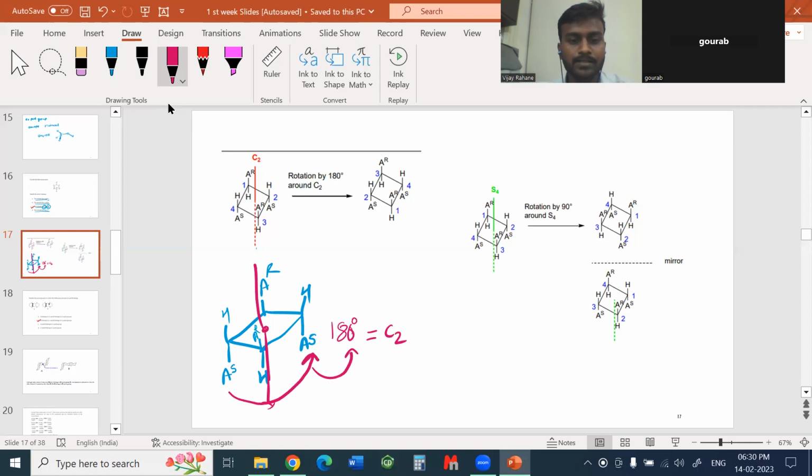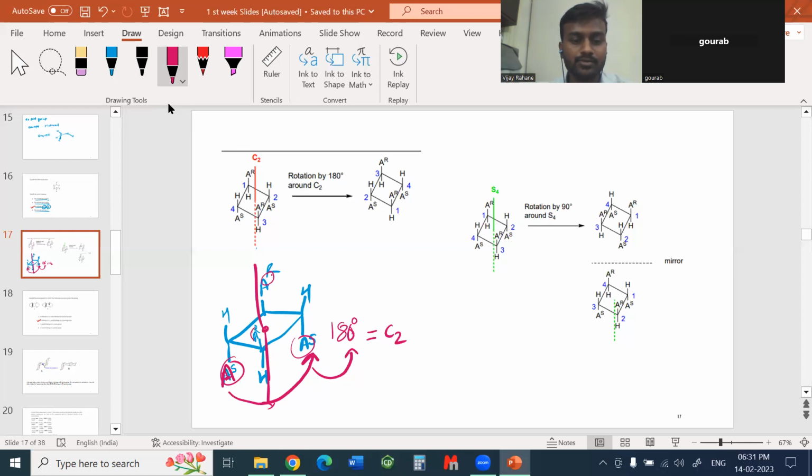Suppose I note this AS by pink color, and this one is blue color. This pink one goes to the position of the second one. So this center will remain unchanged. This group remains unchanged because both are equal groups, right? The AS and the AS will be equal. Similarly, all other groups are there. If you see here, AR is present.